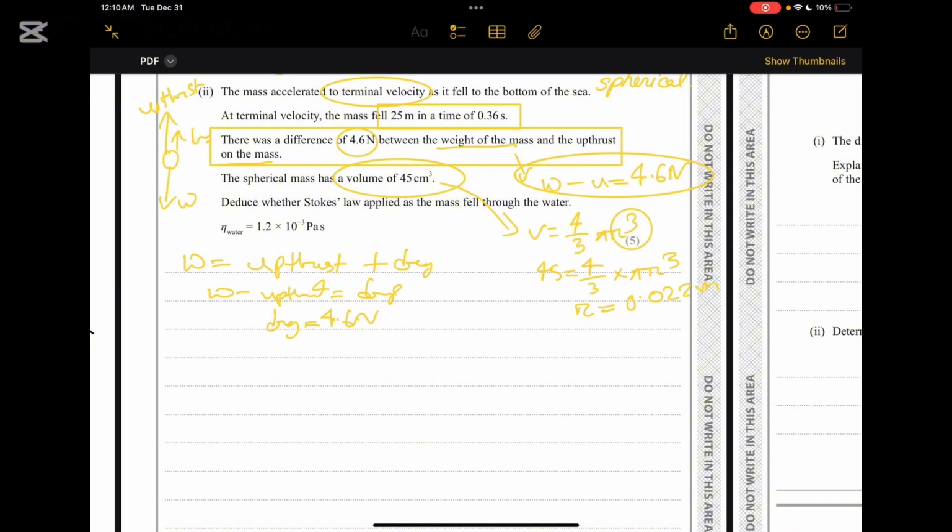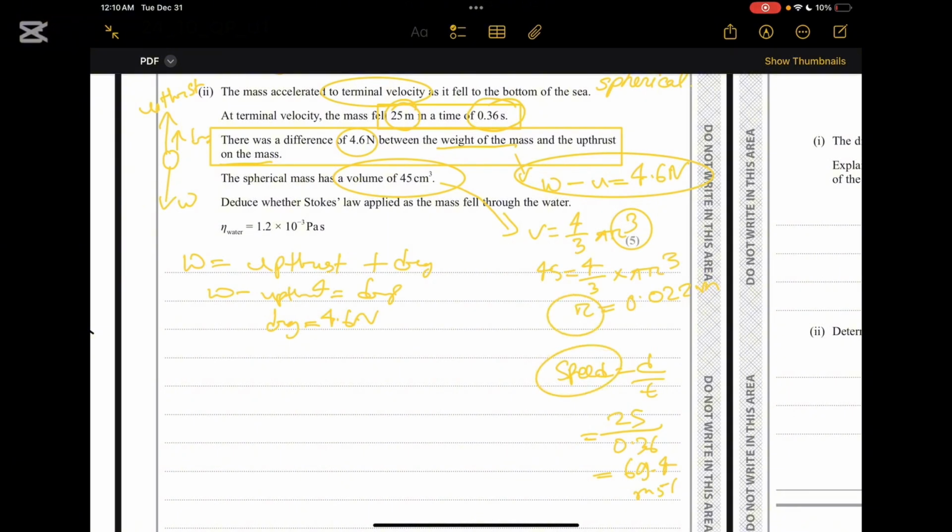As we have successfully figured out the radius, now we know it fell 25 meters in this time. So we know speed is equal to distance divided by time taken. We know distance is 25 and the time is 0.36, so the speed will be 69.4 m s^-1. We have got our speed, we have got our radius.